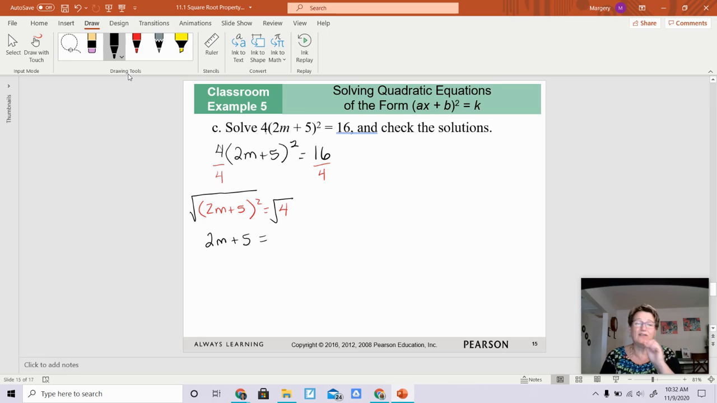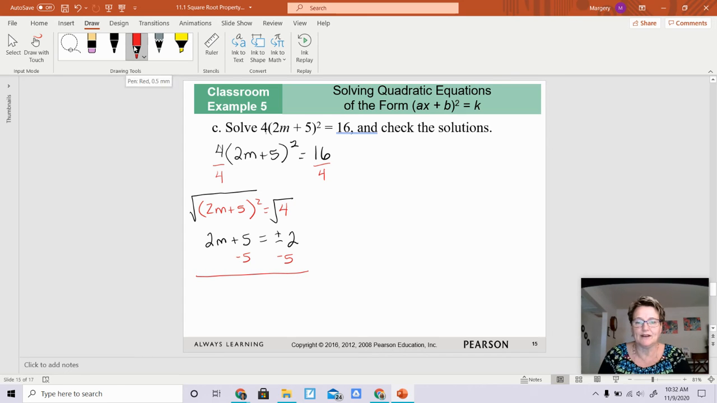Equals. Now you cannot forget it's plus or minus. Now the square root of 4 is 2. So now what you're left with is you got to get 2m by itself. So in order to get 2m by itself, you're going to minus 5 from both sides.